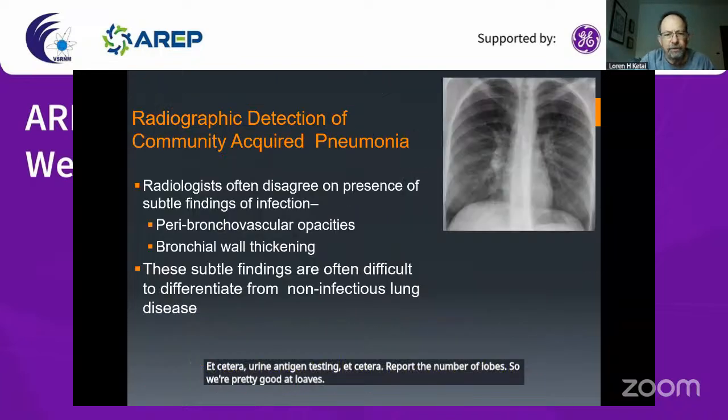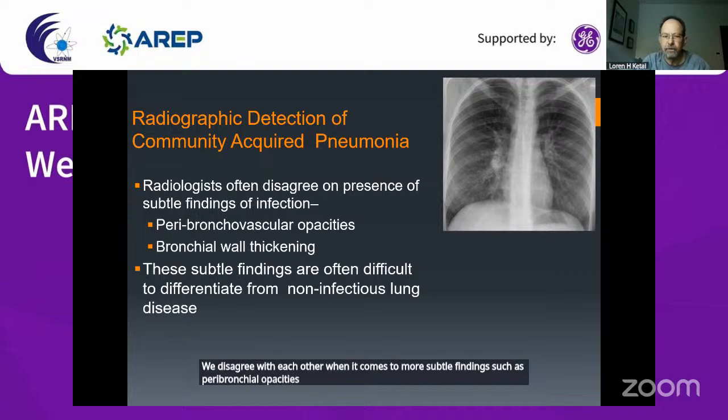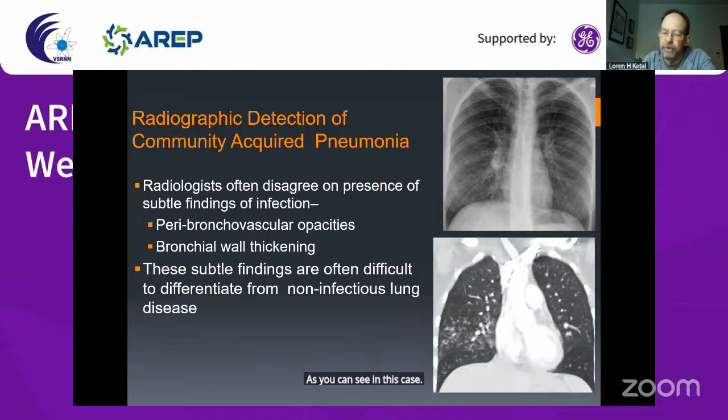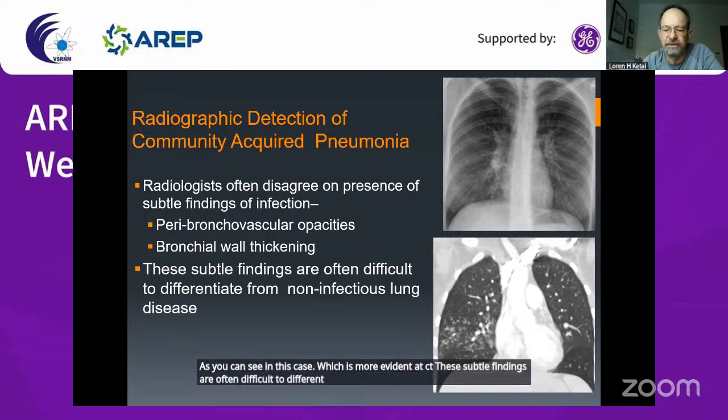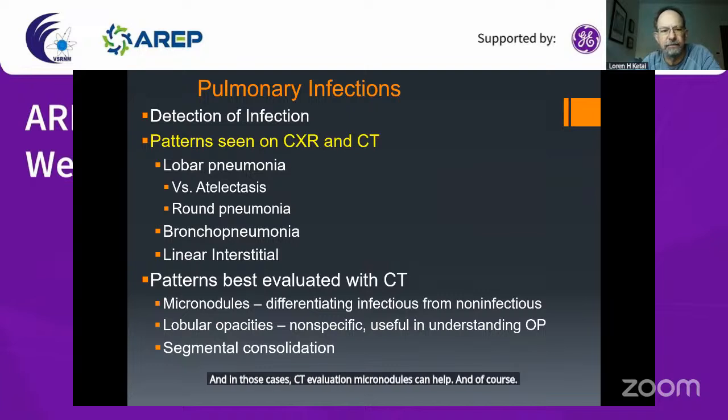We disagree with each other when it comes to more subtle findings such as peribronchial opacities, bronchial wall thickening. As you can see in this case, which is more evident on CT, these subtle findings are often difficult to differentiate from non-infectious disease. And in those cases, CT evaluation of micronodules can help. And of course, we're going to talk about that later.